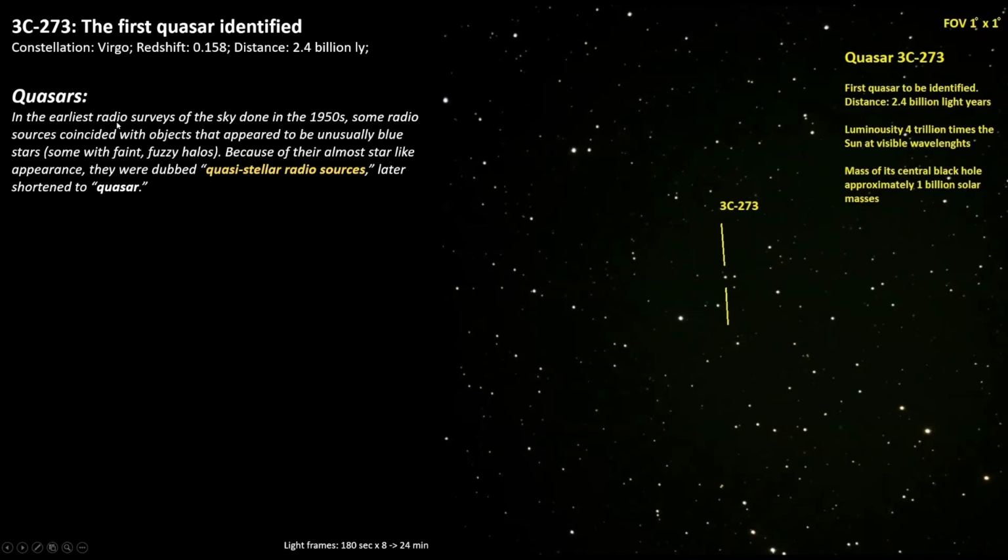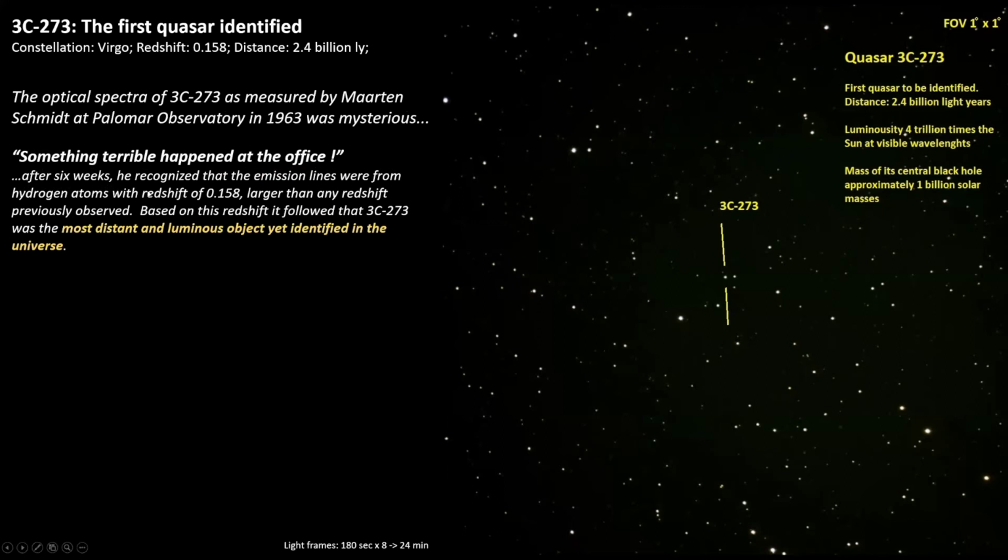In the earliest radio surveys of the sky done in the 1950s, some radio sources coincided with objects that appeared to be unusually blue stars. Because of their almost star-like appearance, they were dubbed quasi-stellar radio sources, later shortened to quasar. So this object is 2.4 billion light years away, about 5% of the way across the observable universe. It's about 4 trillion times the luminosity of the sun at visible wavelengths, and has a very large black hole in its center with a mass of approximately 1 billion solar masses.